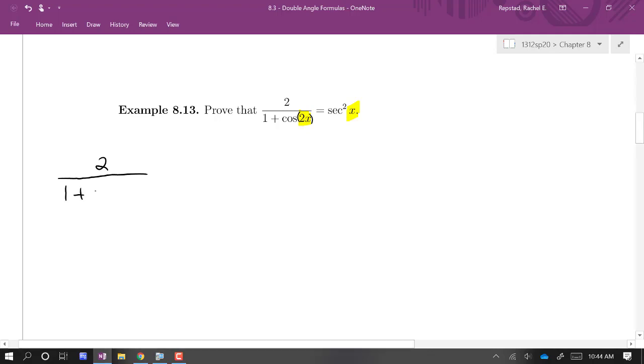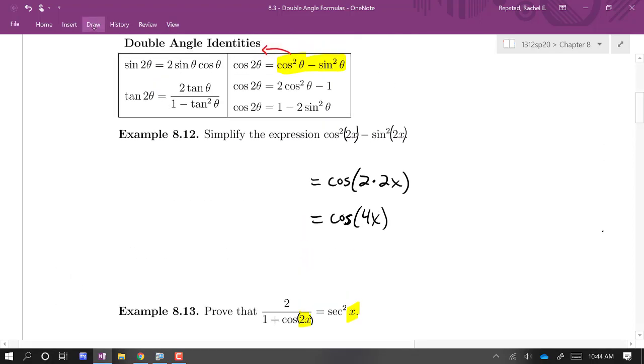So we have 2 over 1 plus cosine of 2x. Now my goal is to get it to be secant squared x. Secant is 1 over cosine. So there are 3 versions of the double angle for cosine. And I'm going to use the one that allows me to rewrite the cosine of 2x using only the cosine function and not the sine function. And that is this middle one right here.